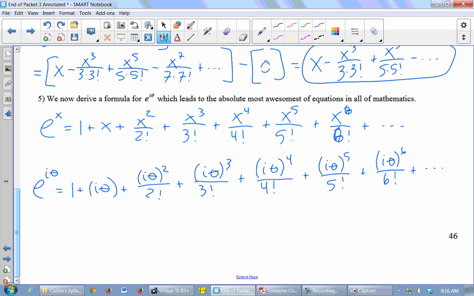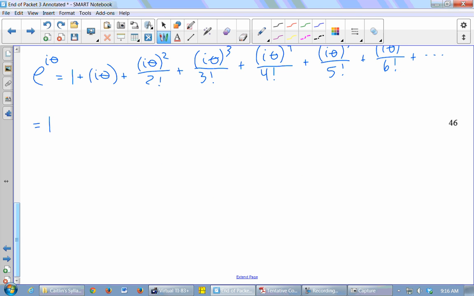All right, so raising I to a power, there's only 4 possible answers, and it goes I, negative 1, negative I, 1. I, negative 1, negative I, 1. So my first one's an I. So this ends up being 1 plus theta times I. And then when I square this I here, I'm going to get I squared, which is negative 1. So that's just going to change my sign. And I'm not going to have any i's left. I'm going to be left with theta squared over 2 factorial.